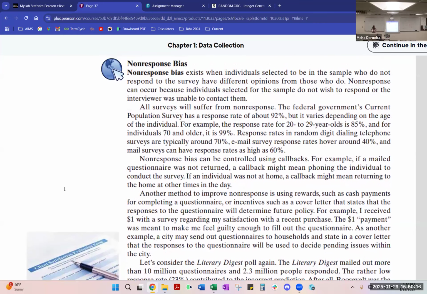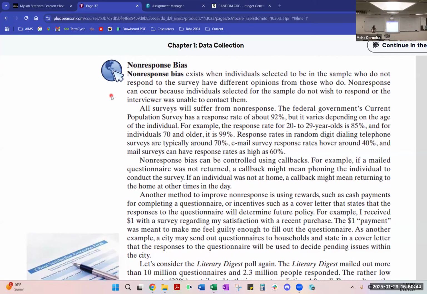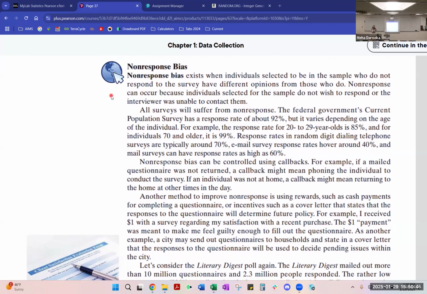When we talk about non-response bias, we're saying it exists when individuals selected to be in the sample do not respond to the survey and have different opinions from those who do. They're saying this can occur because individuals selected for the sample do not wish to respond, or the interviewer was unable to contact them. And this happens a lot if you think about it.